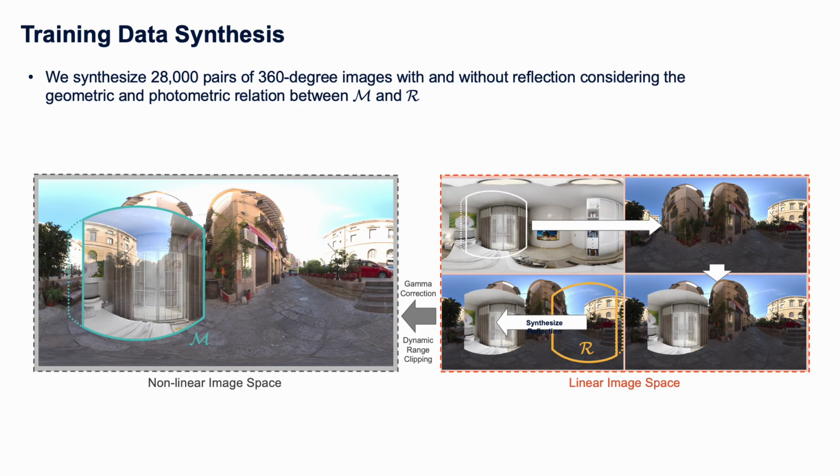For the training of the proposed method, we synthesized 28,000 pairs of 360-degree images with and without reflection. Considering the geometric and photometric relation between M and R, we consider more generalized geometric relations between M and R by randomly trimming away the vertical sides of the M and the corresponding areas of R accordingly. Considering the photometric characteristics of 360-degree images, such as pixel intensity difference between M and R, we synthesize the reflection in the linear image space.